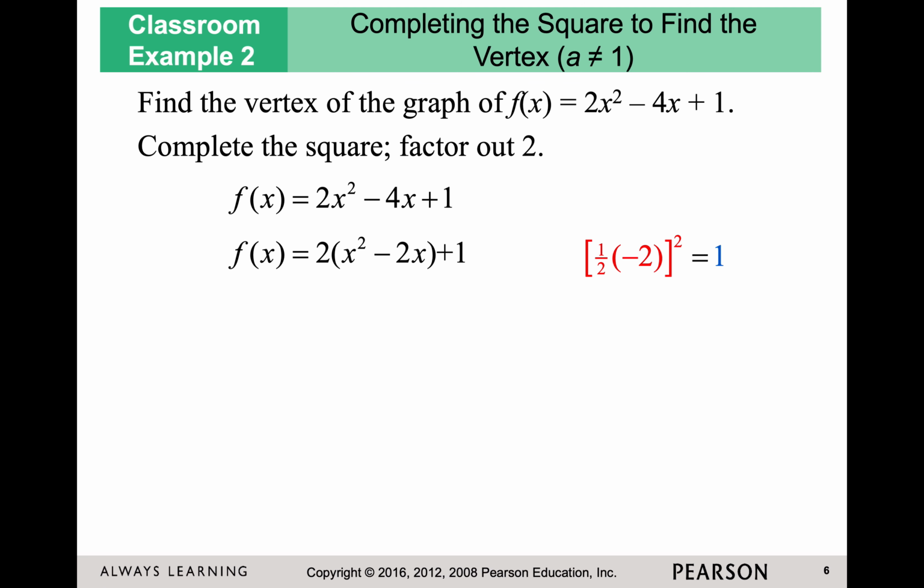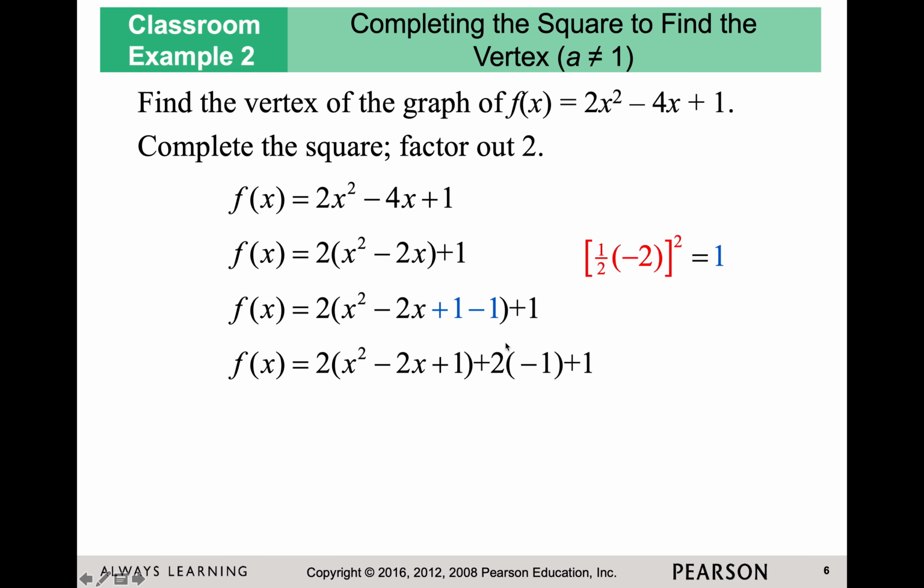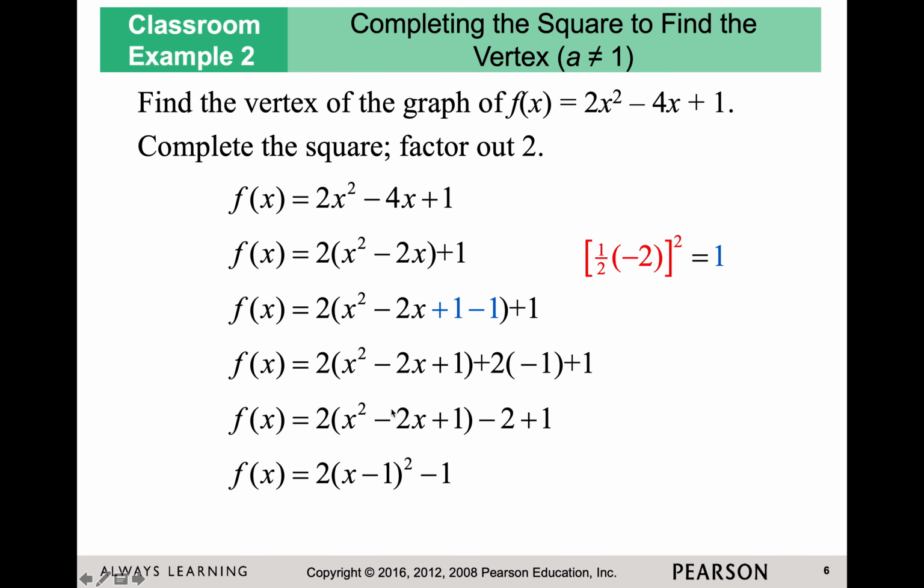So negative 2 divided by 2 is negative 1. Negative 1 squared is 1. I'm going to add it. And then I'm going to do that weird thing where I'm also subtracting it. Then this information here is going to factor to x minus 1 squared, because what we found here was minus 1. So my vertex is going to be 1, negative 1.